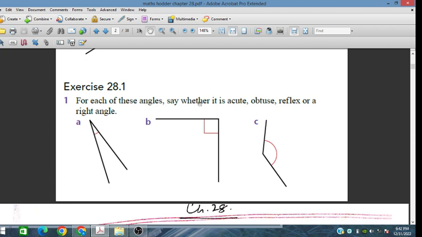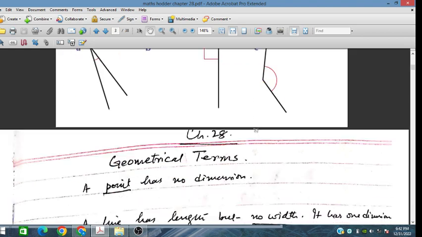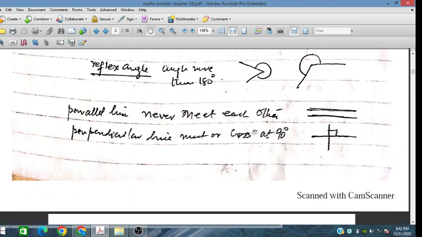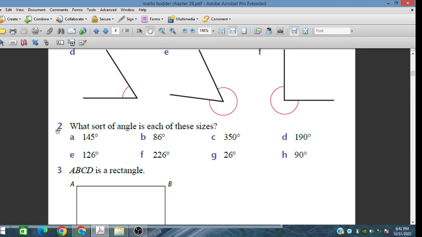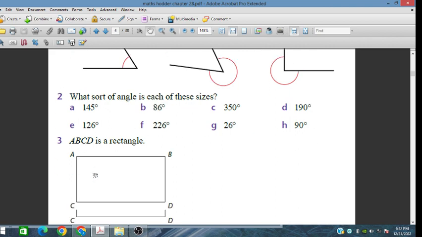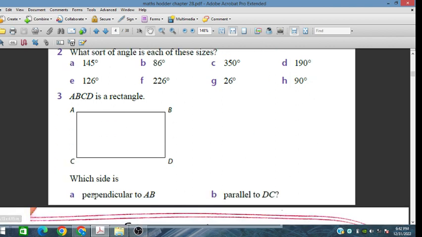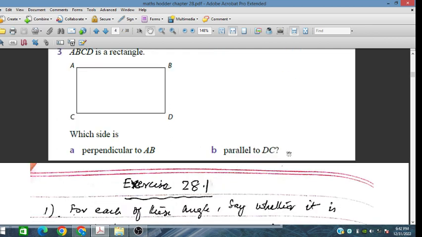For each of these angles, say whether it is acute, obtuse or reflex: A, B, C, and D, E, F. Similarly for question number 2, what sort of angle is each of these sizes? ABCD is a rectangle, which side is perpendicular to AB, or which side is parallel to DC?